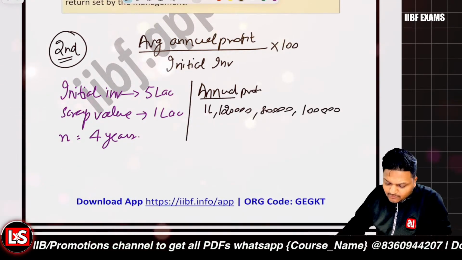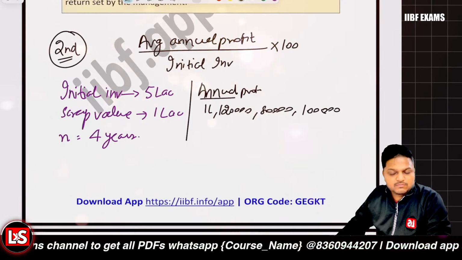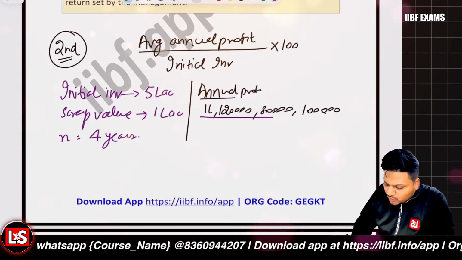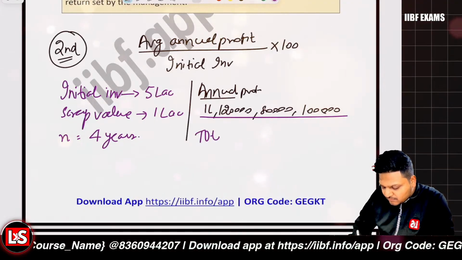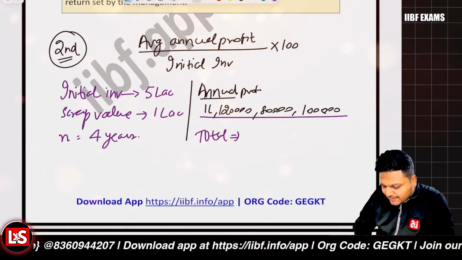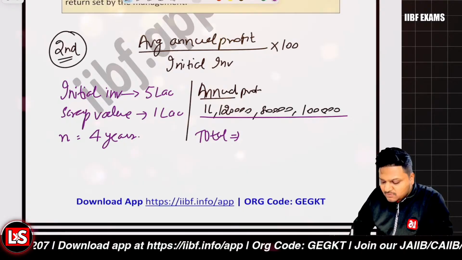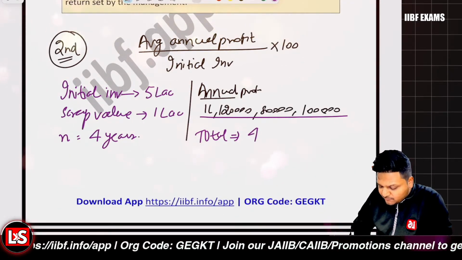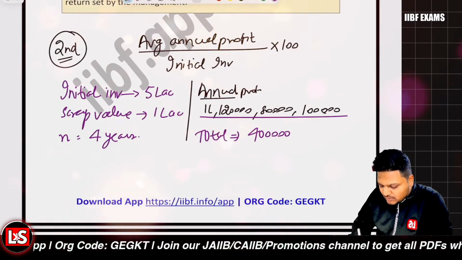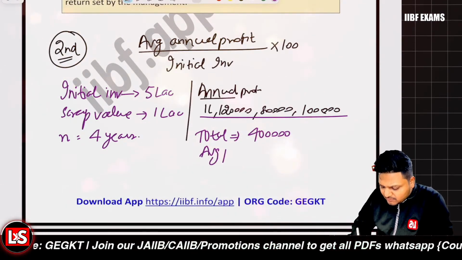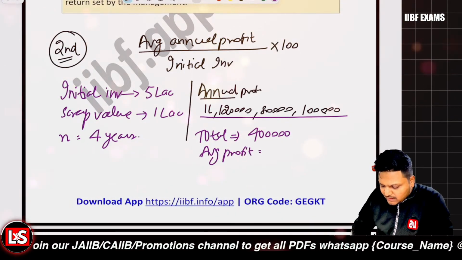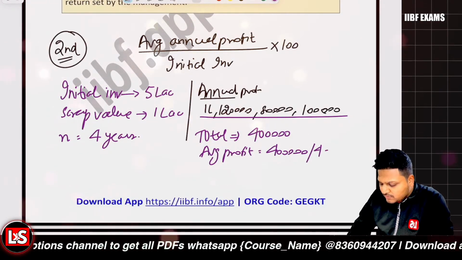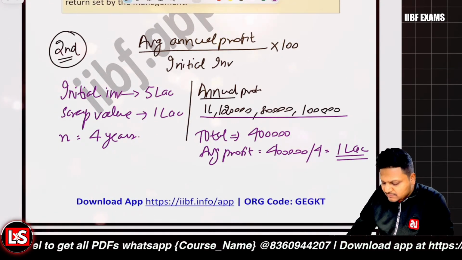First of all, we will look into the total profit, because we have to calculate the average profit. Now the total profit is what? 1 lakh plus 1.2 plus 0.8 means 3 lakh, plus 1 lakh, that's 4 lakh. So total profit is 4 lakh. So what will be the average profit? It will be 4 lakh divided by 4, that is 1 lakh rupees.